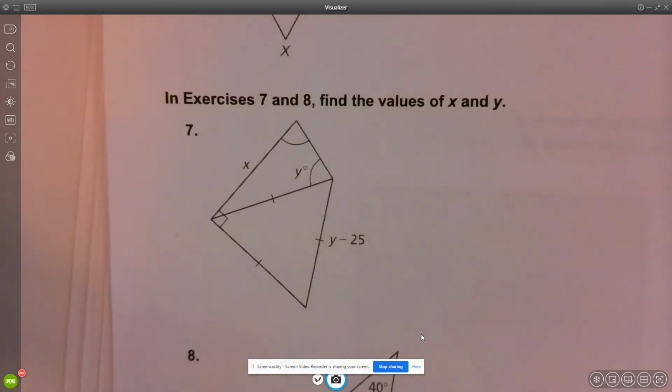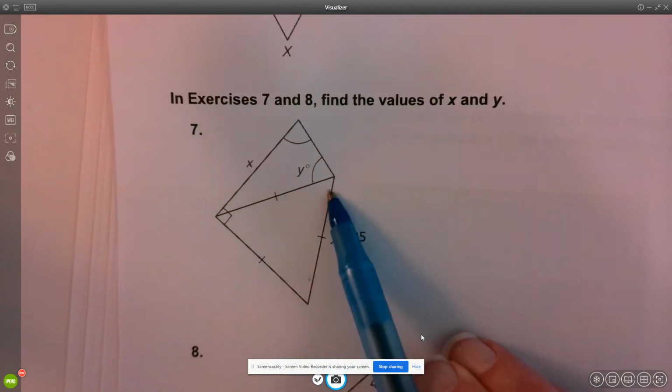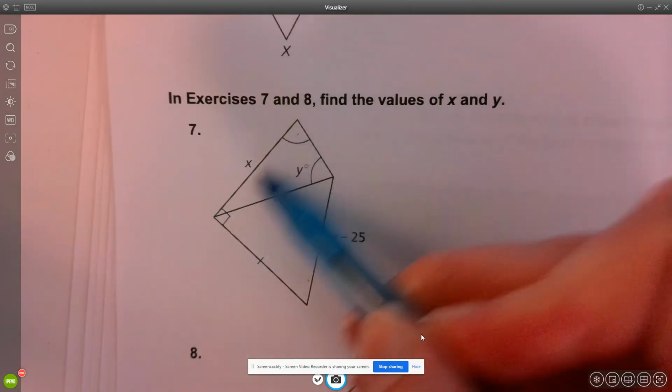Now, sometimes in these problems, it's not always clear exactly how to start or what to do. So it's good to step back and take a look at the situation, figure out, am I dealing with any special kinds of triangles? And how does this help me set up some relationships to find these missing measures? One thing I noticed right away is I've got an equilateral triangle here. All 3 sides are congruent. And I have another triangle over here.